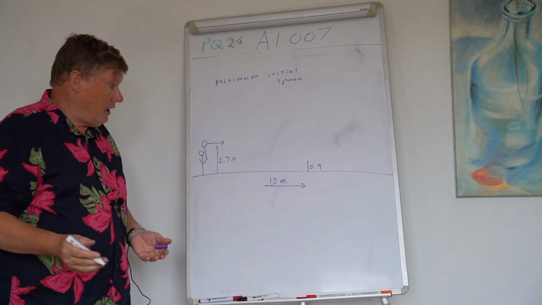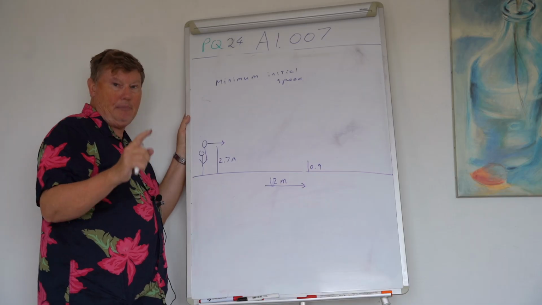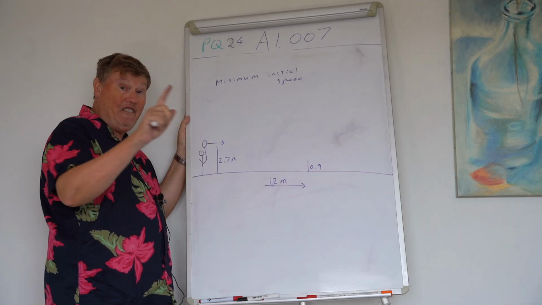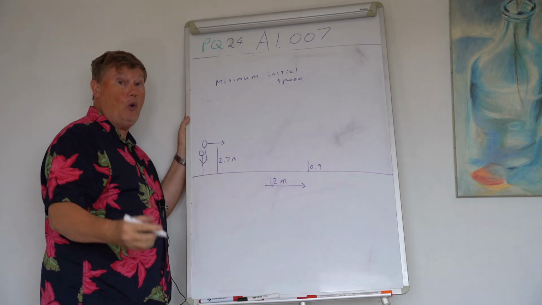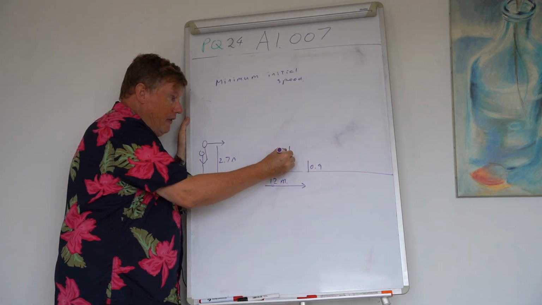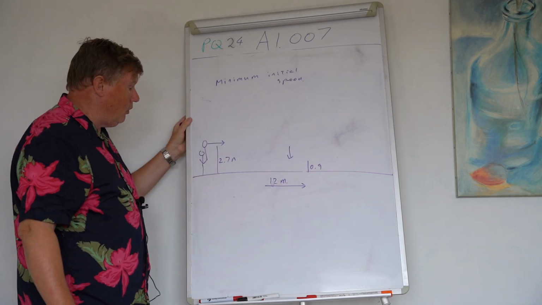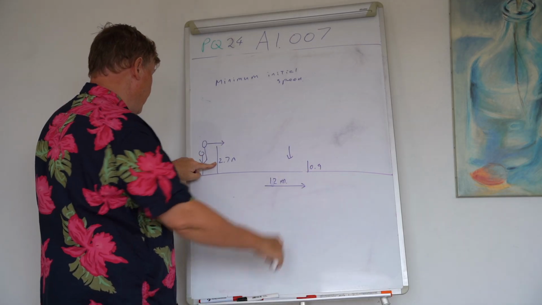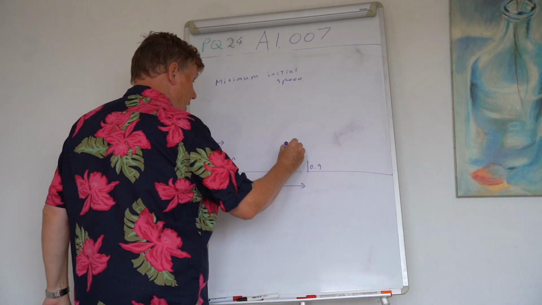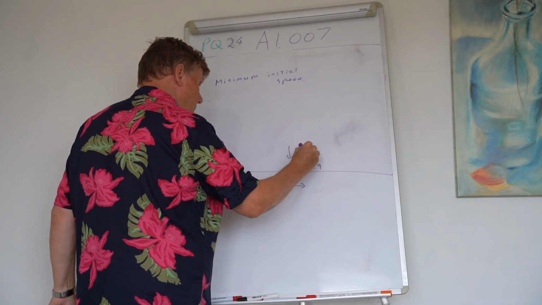The easiest way of looking at this is what's going to be happening to the ball vertically from the moment it leaves to the point it gets to the net, where it's going to be falling. Do you agree that the vertical distance that ball is going to fall is going to be the difference between 2.7 and 0.9, which is 1.8? So it's going to fall 1.8 metres.